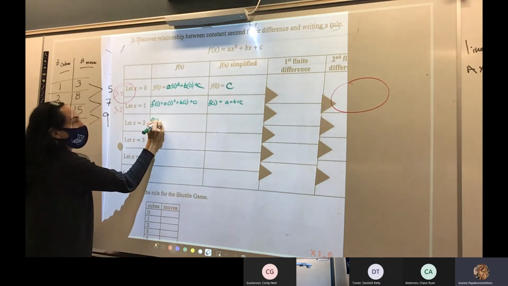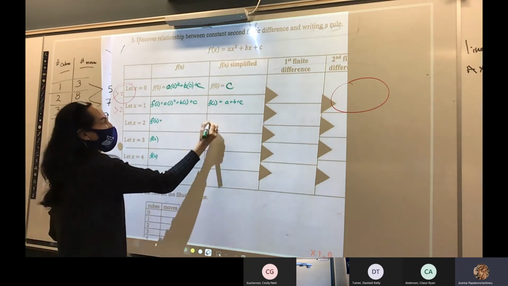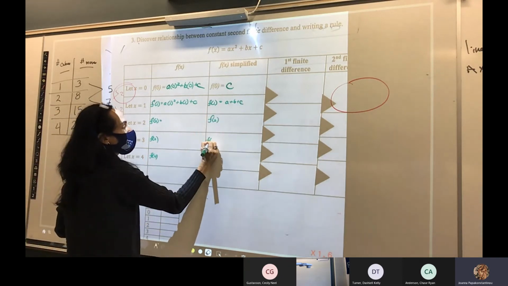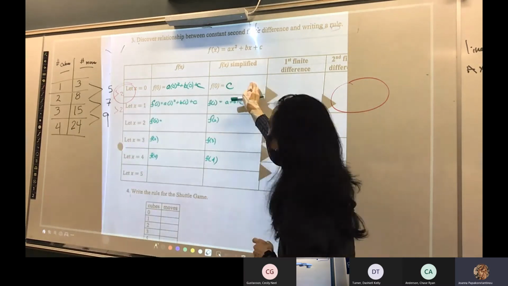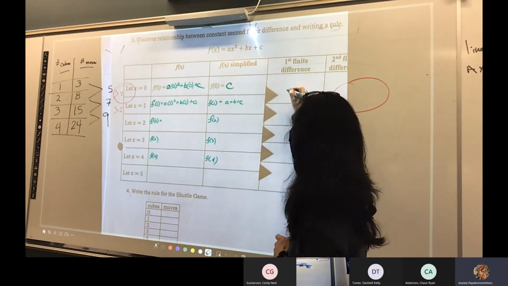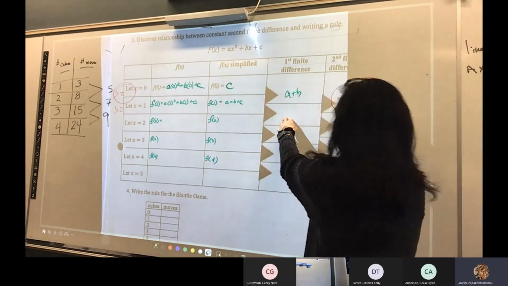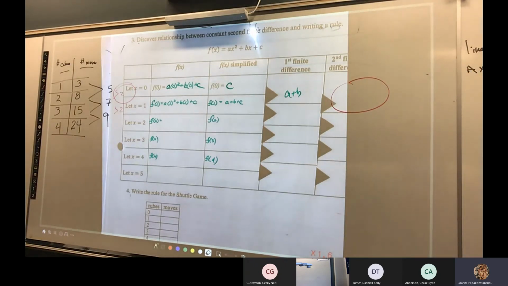Right? Now let's do that for f of 2, f of 3, f of 4. Simplify. Once you find these, I want you to subtract. So we'll do the first one. This minus this gives me what? And then once you have this, you can do it again. And then that's going to give us the answer. So go ahead and finish this table. You should be able to do this one on your own.